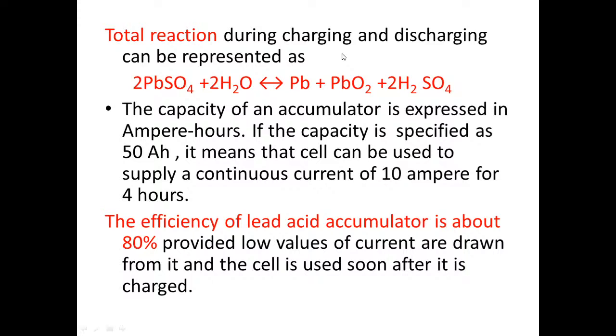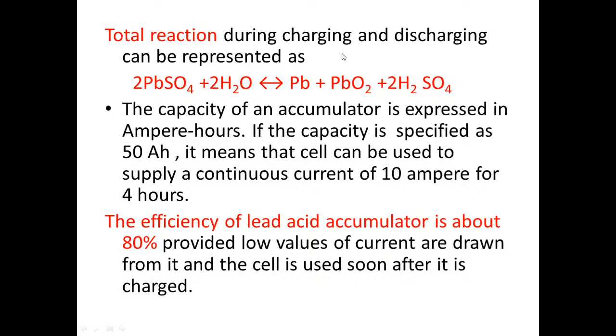The capacity of an accumulator is expressed in ampere hours, Ah. If the capacity is specified as 50 Ah, it means that cell can be used to supply a continuous current of 10 amperes for 4 hours, or if you draw 2 ampere current then you can use the cell for 25 hours.